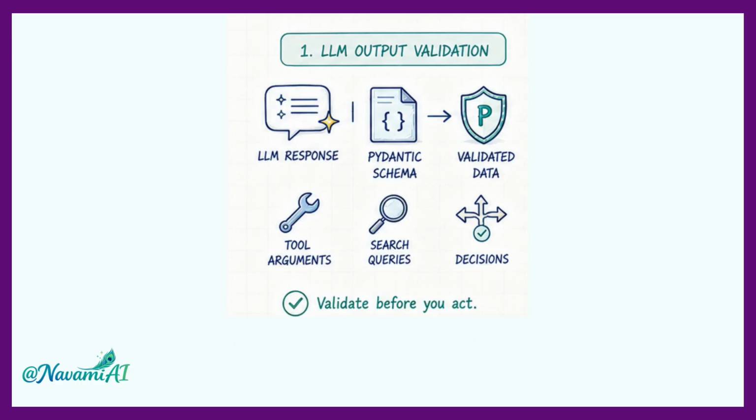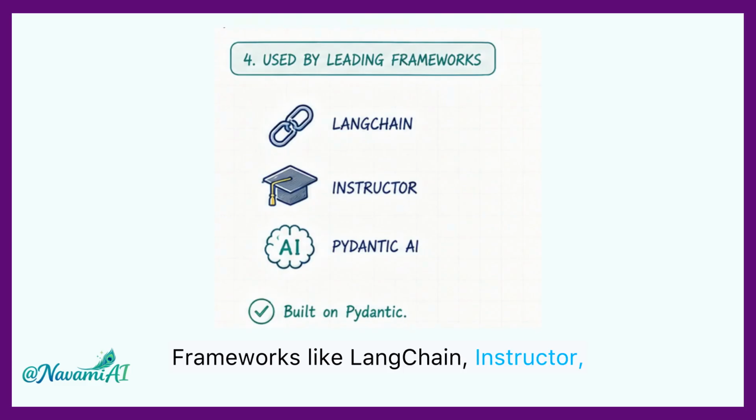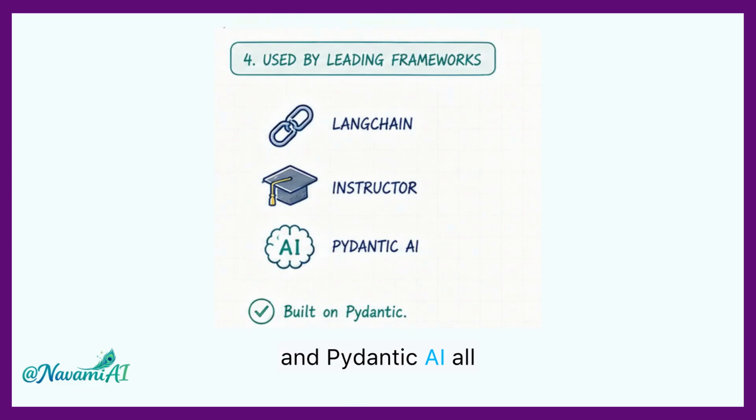And why this matters for AI agents. Alright, let's tie this back to AI agents, because this is where Pydantic goes from nice to have to absolutely non-negotiable. When you're using an LLM to generate structured outputs, tool arguments, search queries, decisions, you need to validate that output before acting on it. Pydantic models are the schema. Frameworks like LangChain, Instructor, and Pydantic AI all use Pydantic to extract and validate structured data from LLM responses.